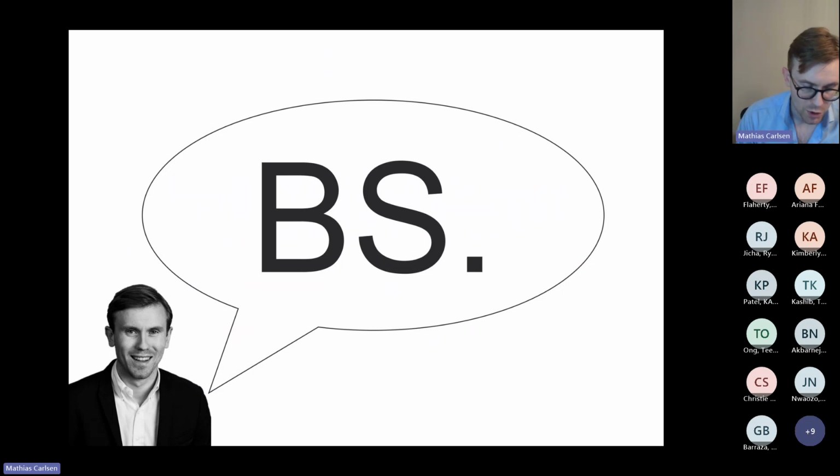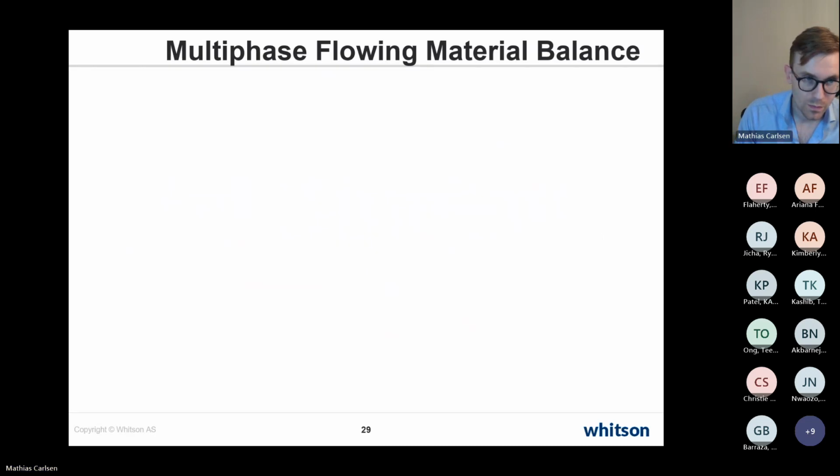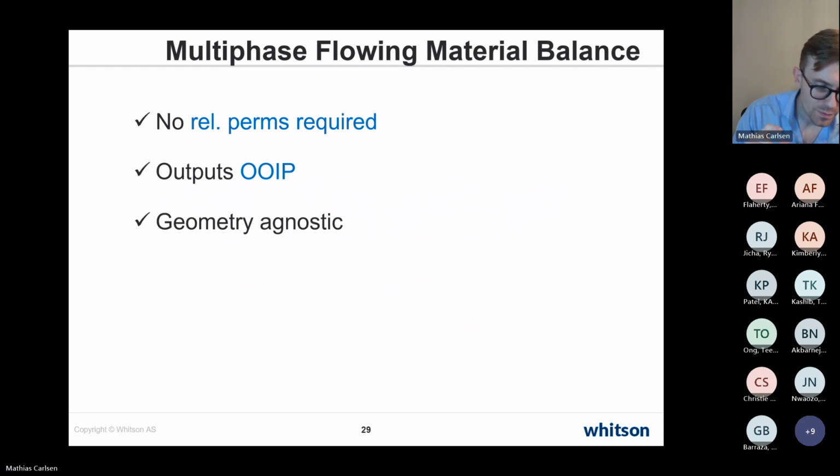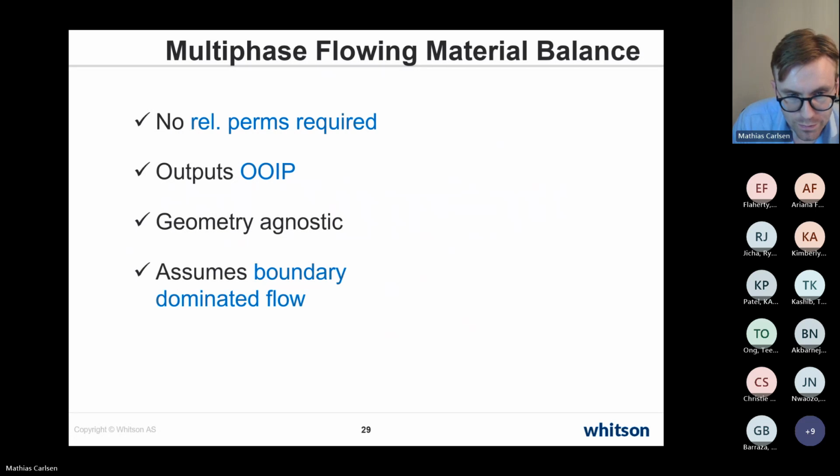If you check it against cases where you know what the pore volume is, and you change the rel perms and all these things, all kinds of fluids, we know the methodology works now, and it's been proven tons of times. It's been used all over North America in day-to-day operations. It does not require rel perms. It outputs the contacted pore volume. It does not care about geometry, but like any of these flow material balance techniques, whether it's Blasingame, Agarwal-Gardner, or the dish material balance, it assumes boundary dominated flow.